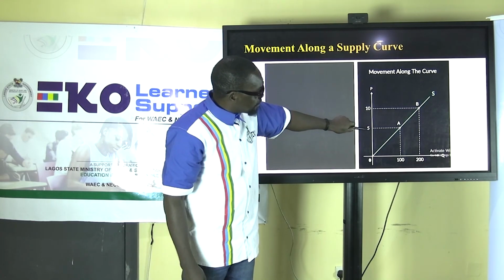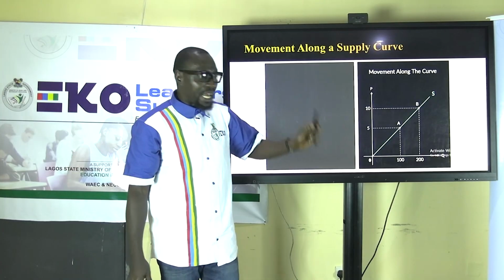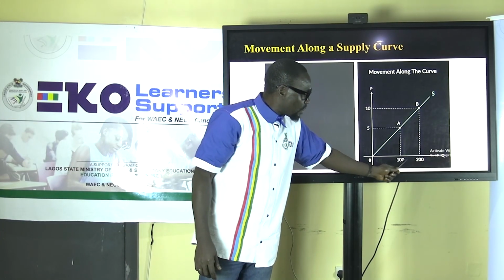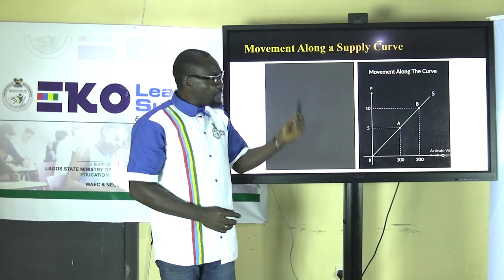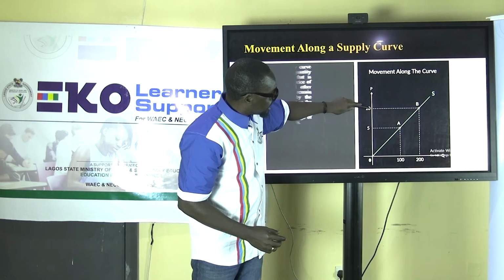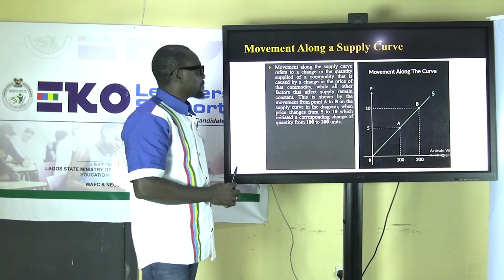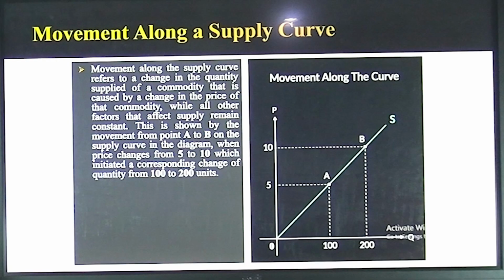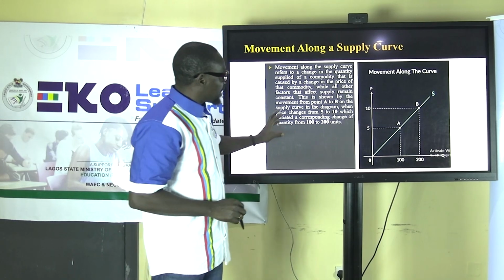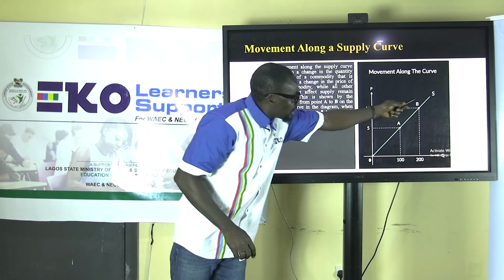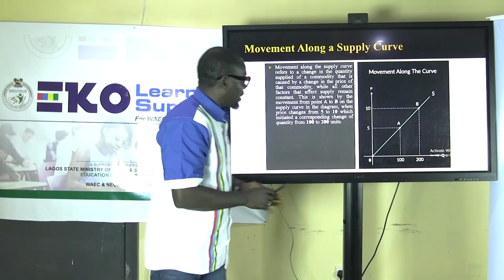So if price increases from 5 to 10, quantity supplied increases from 100 to 200. And if the reverse happens and price drops from 10 to 5, then there's a change in quantity from 200 to 100. So we say that movement along the supply curve refers to a change in the quantity supplied of a commodity that is caused by a change in price of that commodity, all other factors remaining constant. And as explained, this shows a movement on the supply curve S from point A to B.